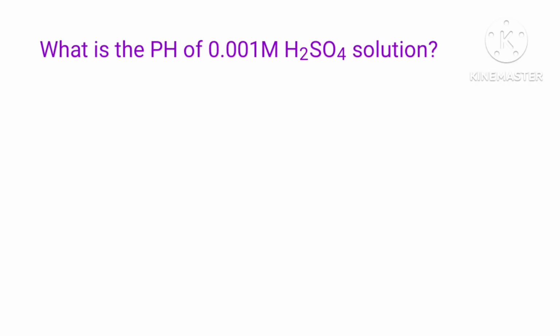What is the pH of 0.001 molarity of H2SO4 solution? H2SO4 gives us 2H+ and SO4^2-. pH is equal to minus log of the concentration of H+.